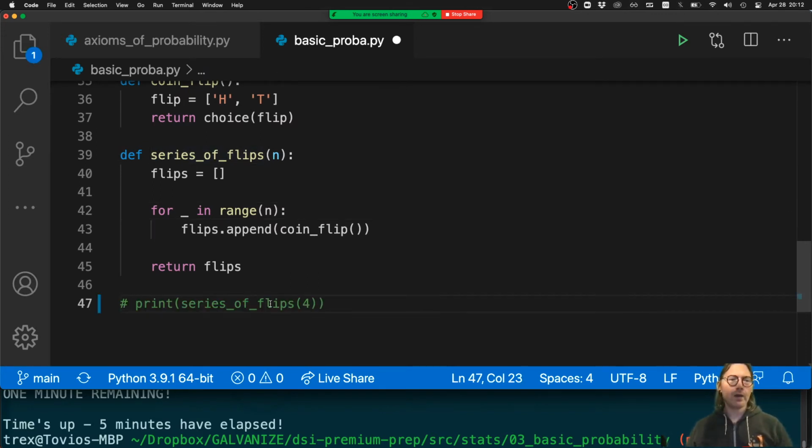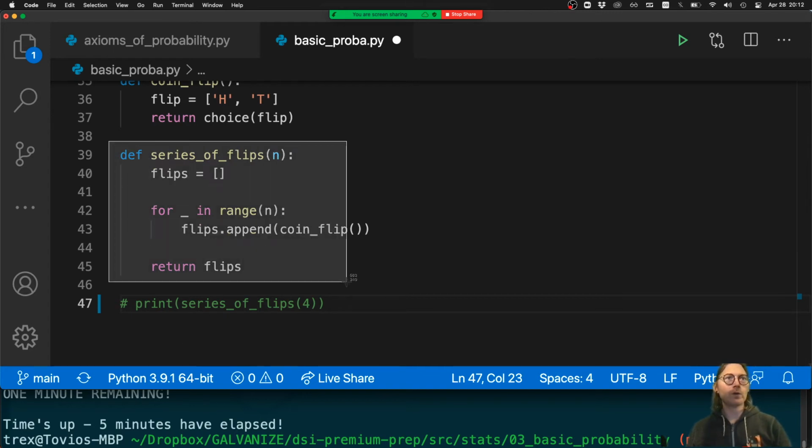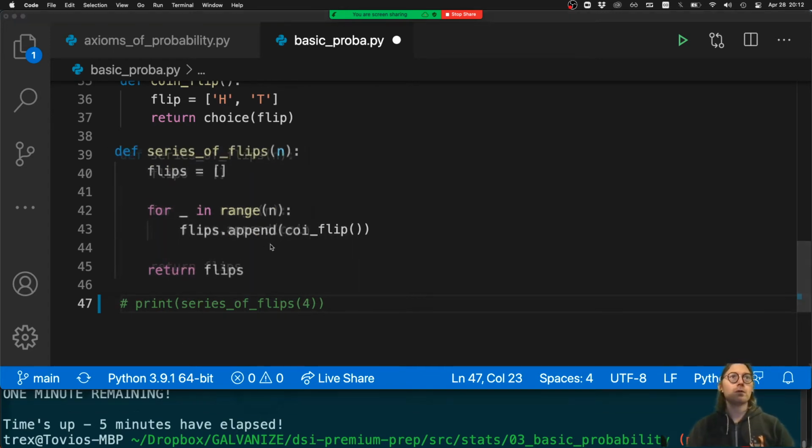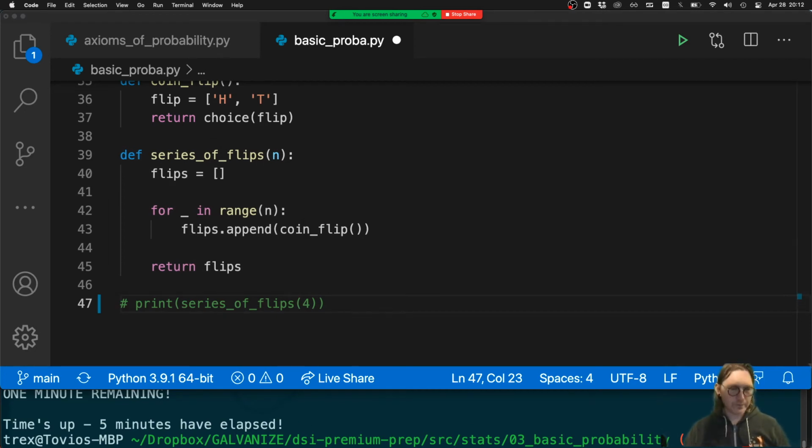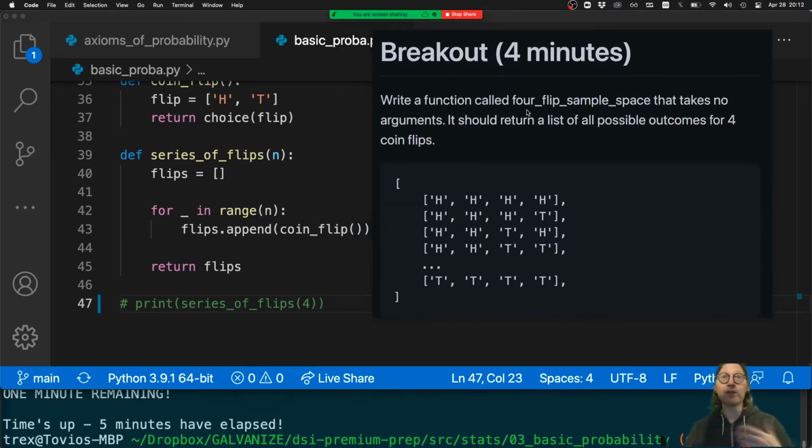Okay, so let me go ahead and give you something to work with here. So here's the definition of the breakout. You're going to write a function called forFlip sample space, and it takes no arguments. It should return a list of all possible outcomes for coin flips, right? Heads, heads, heads, heads, heads, heads, heads, tails, heads, heads, tails, heads, heads, heads, tails, tails, and so on.